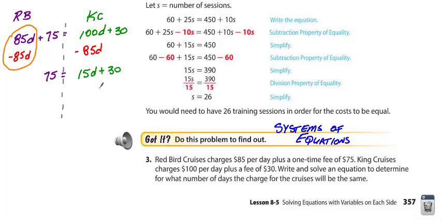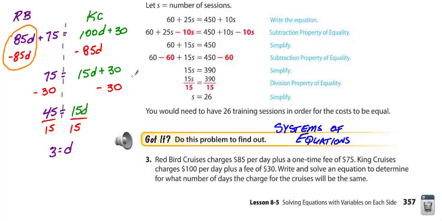All right, now we are going to take away the 30 from both sides. And when you do 75 take away 30, you get 45 equals 15 days. So finally, we're going to divide by that coefficient. And we end up with 3 is the number of days.